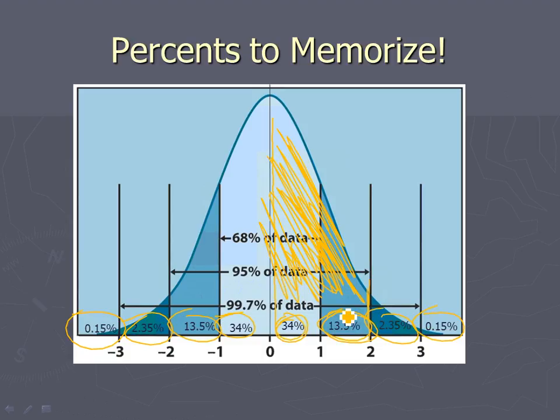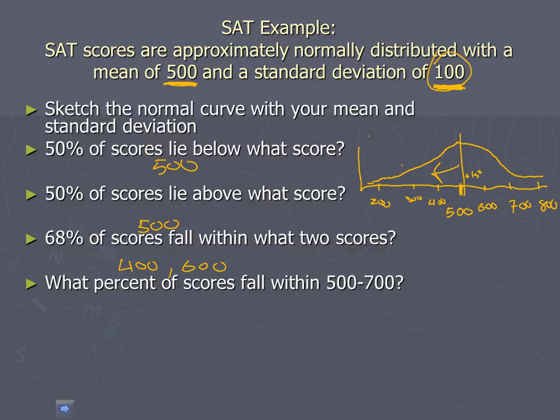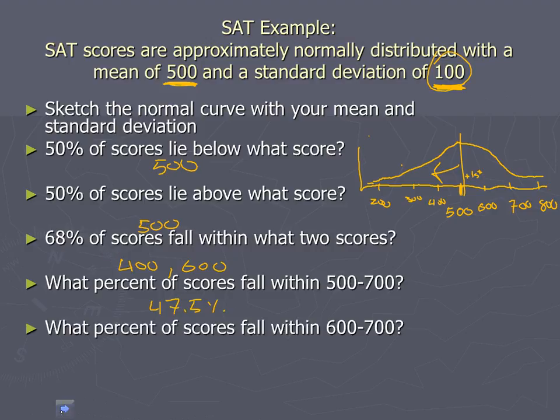So what's our answer, Mr. Riley? Yep, what's 34 plus 13 and a half? 47.5. We just answered that, which is fantastic. Okay, so you know that values between 500 and 700, about 47 and a half percent of all students who took the SATs fell between 500 and 700.